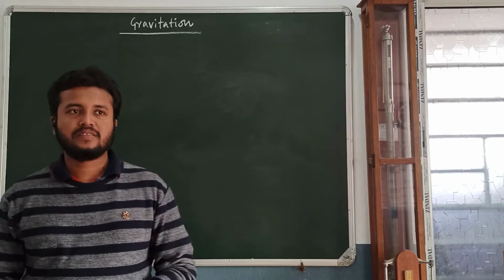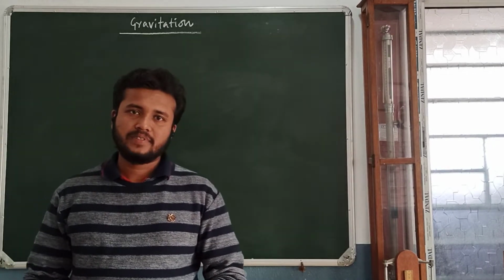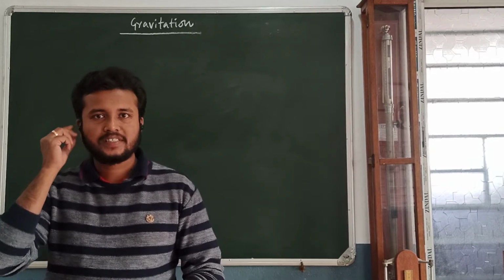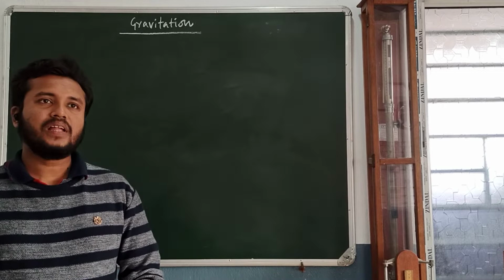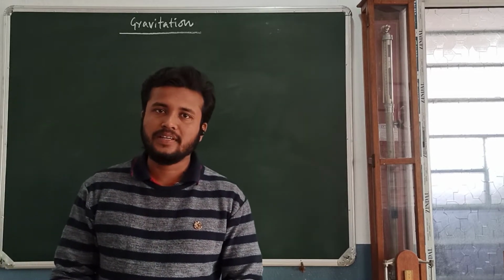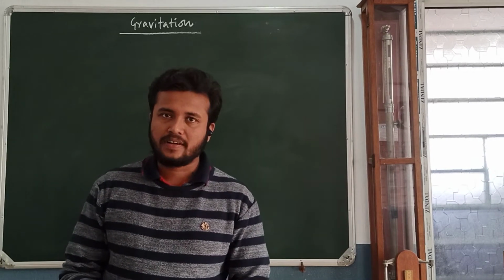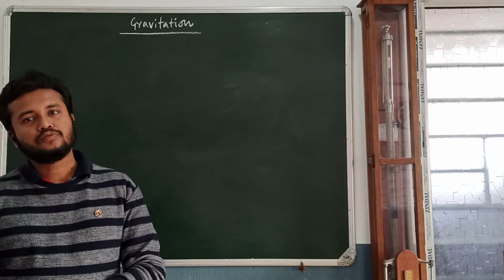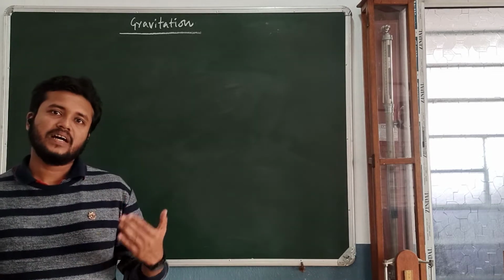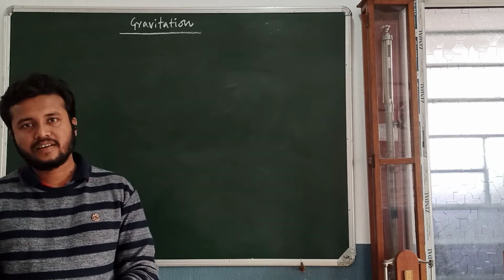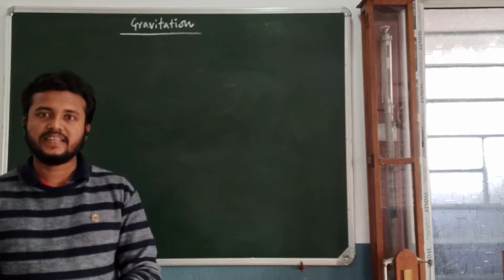there are different numbers of objects surrounding us, maybe some small objects, maybe some large objects, and we have always learned that every object attracts the other bodies with a particular force of attraction. That is also applicable for our Earth as well. We have seen from the earlier classes that Earth attracts all the other bodies towards its center.